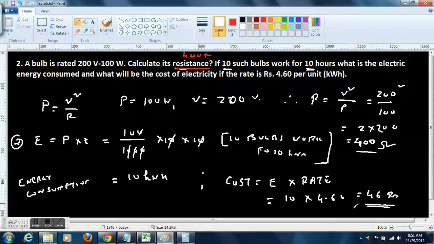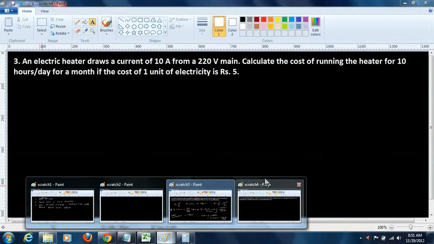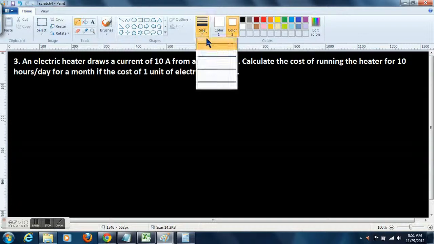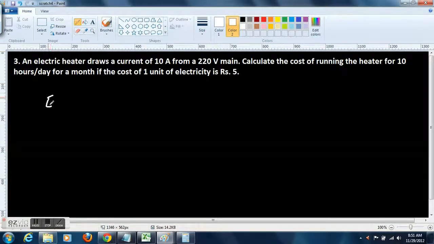Let us quickly solve the numerical problem number 3 so that you can compare your result. Here is the problem number 3. The electric heater draws a current of 10 ampere from 220 volt main. Calculate the cost of running the heater for 10 hours per day for a month. The rate of the cost is rupees 5 per kilowatt hour. That is the rate of electrical energy.